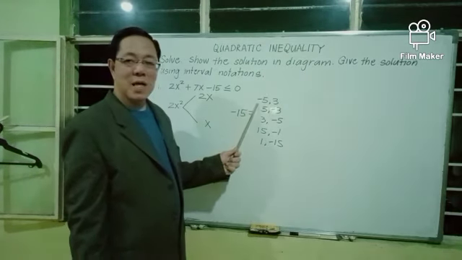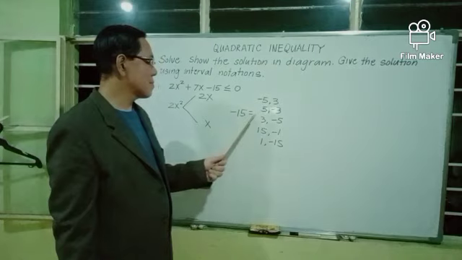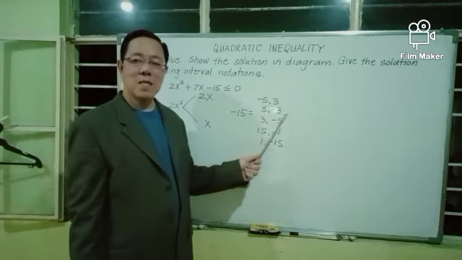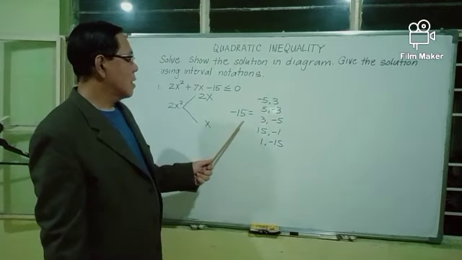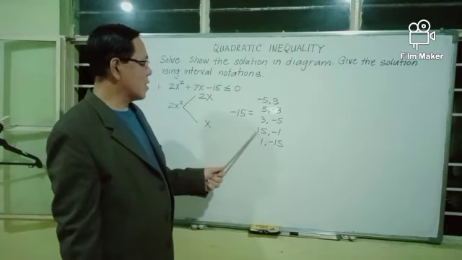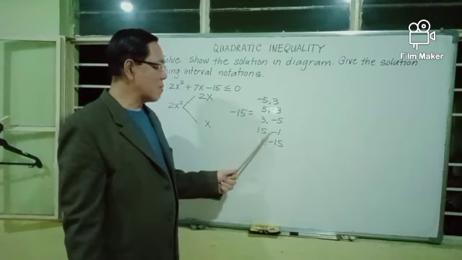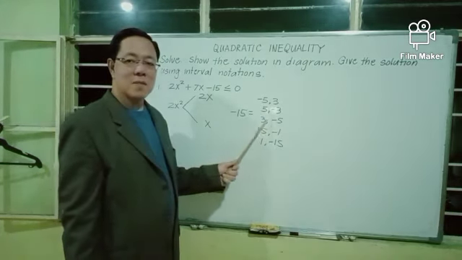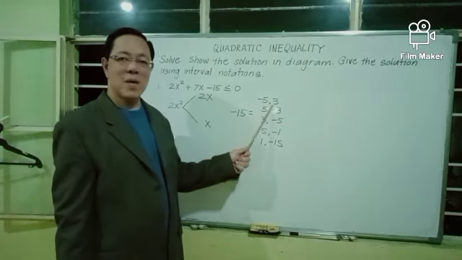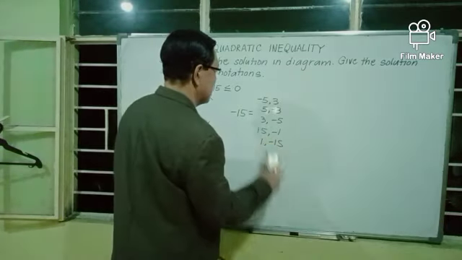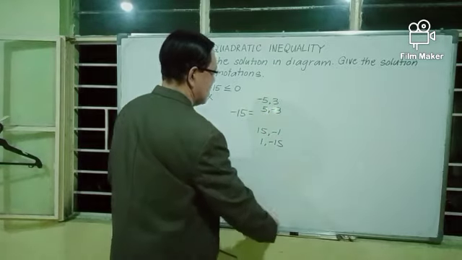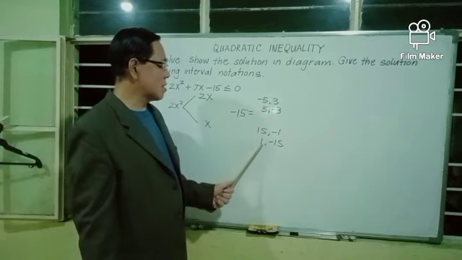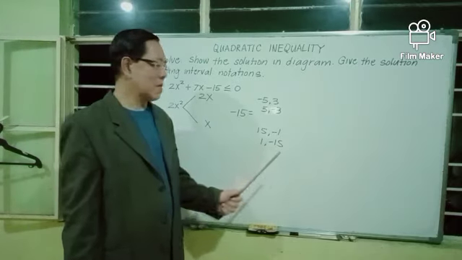Negative 15 is equal to negative 5 multiplied by 3. Negative 15 is also equal to positive 5 multiplied by negative 3. And negative 15 is equal to positive 15 multiplied by negative 1. We should delete 3 and negative 5, because these factors are the same as negative 5 and 3. And the last set of factors for negative 15 is 1 and negative 15.